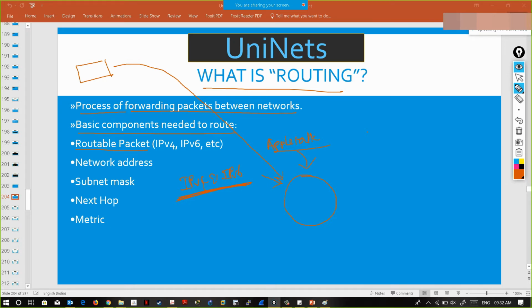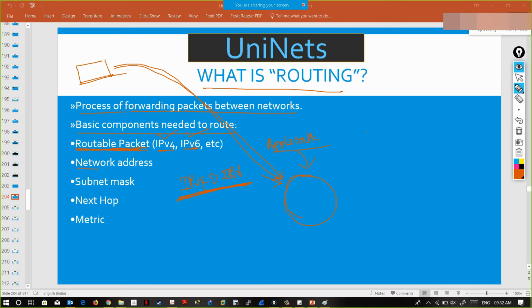You're getting my concern, right? The only thing is the packet has to be encapsulated in a protocol where that protocol must be enabled on this router, right? And that packet is called a routable packet, whether it is IPv4 or IPv6, whatever protocol is enabled on the router, those protocol packets should be present in order to route, right?